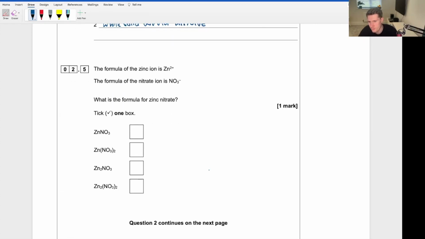It says a formula of zinc ion is Zn2+. The formula of the nitrate ion is NO3-. What is the formula of zinc nitrate? Now you need to look at the charges. So we have a 2+ and a 1-. And you know that in a neutral compound, the charges have to cancel out. So I need 2 positives and 2 negatives. So the only formula that will work is 1 Zn or 1 zinc ion and 2 nitrate ions. So this one here, because that will balance out. That will be 2 positive and those will be 2 negative in total.